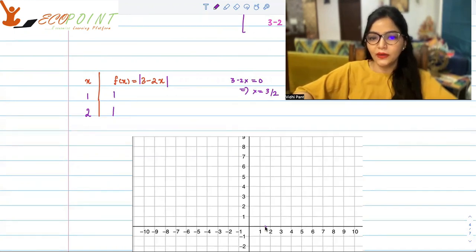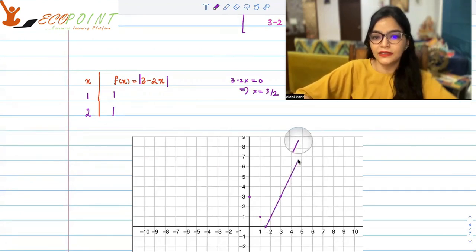When x is 1, you're getting 1. When x is 2, again you're getting 1. When x is 0, you get 3. When x is 3, you get mod of -3, that is 3 again. So your graph will move something like this. It's going to be something of this sort.